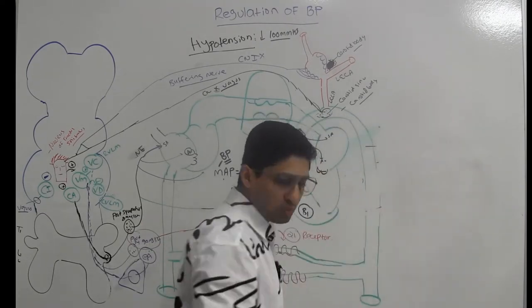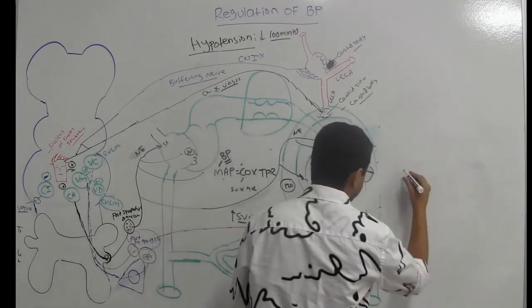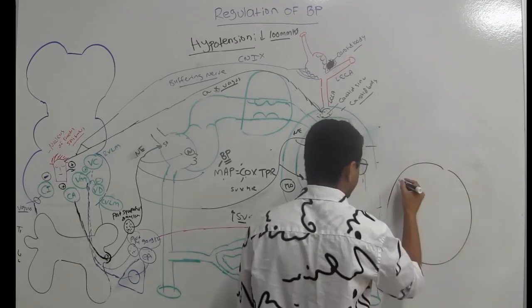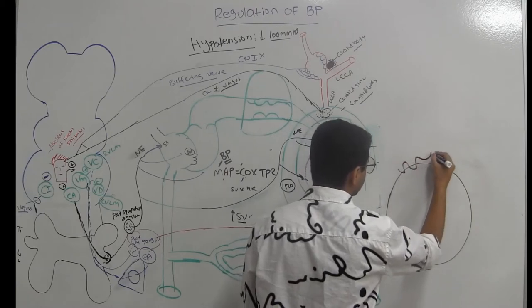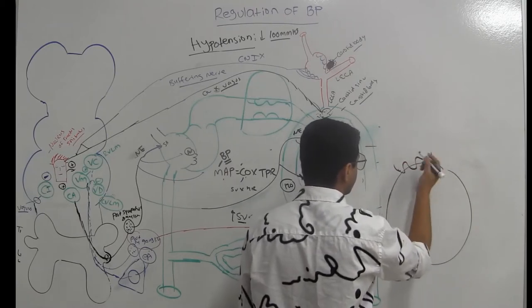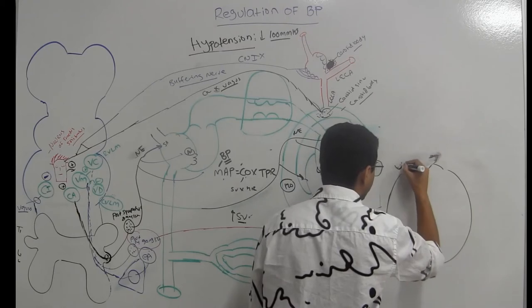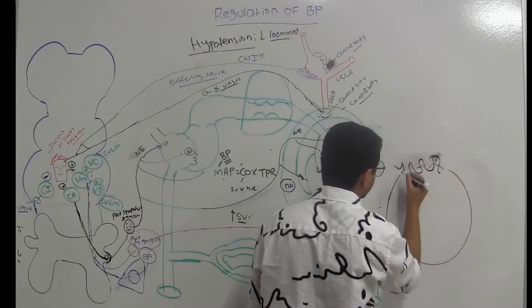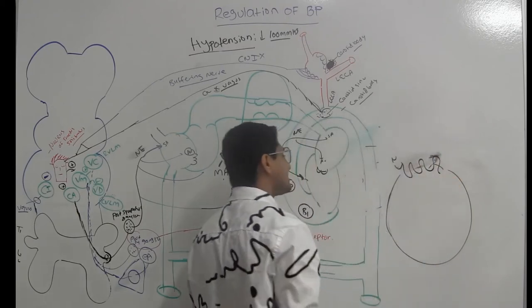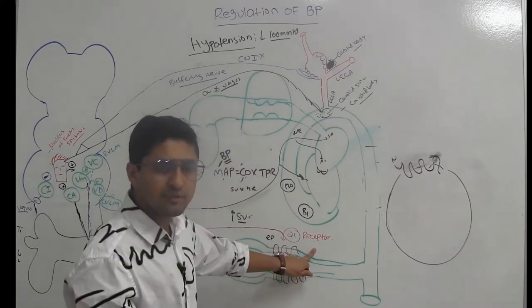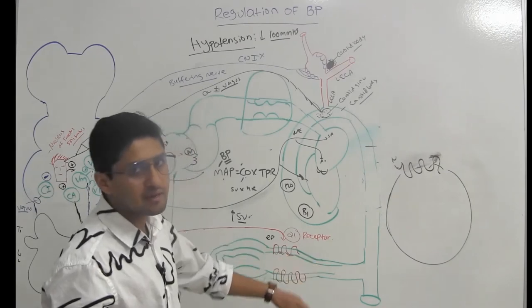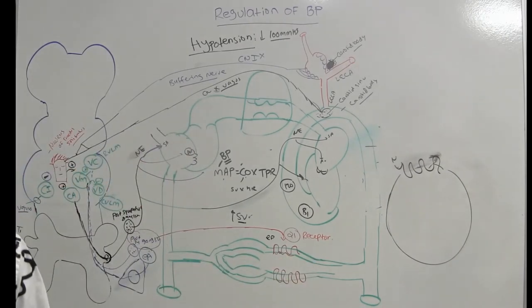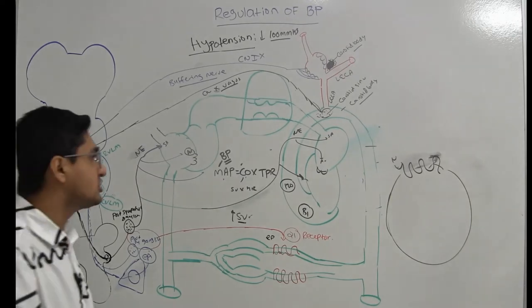Let's make this a cell, right? It has a 7-pass membrane receptor: 1, 2, 3, 4, 5, 6, 7. When the alpha-1 receptors are stimulated, these are not the Gs pathway. I just want to make sure I'm right about this: your alpha-1 receptors are going to be your Gq pathway.